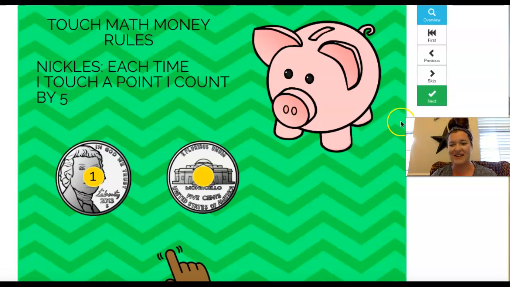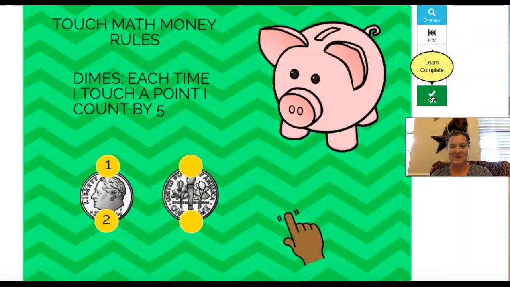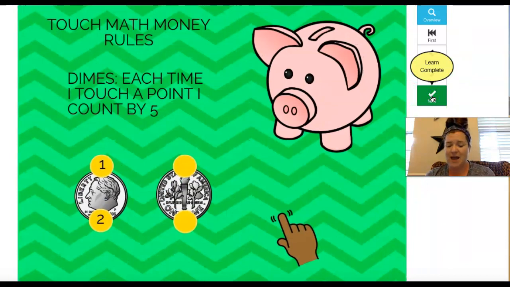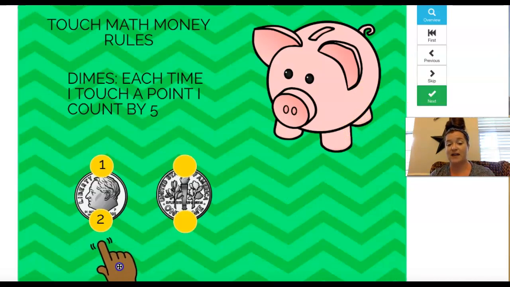Look at you. All right, let's learn about the dime. So a dime, this is a dime, just like a nickel and a penny, has a front side and a back side. This is the front of the dime, or heads. This is the back of the dime, or tails. Why do you think this is called heads? Yeah, there's a face on it. There's a head on it. So that tells us that that is the front of the dime, and it's called heads.